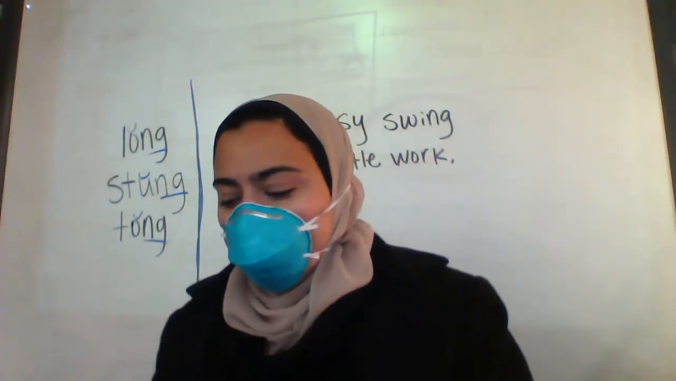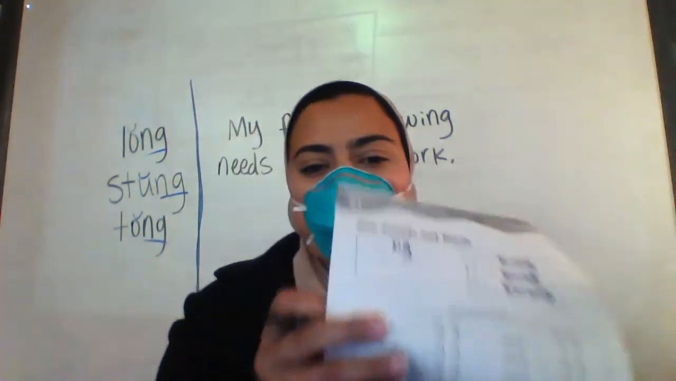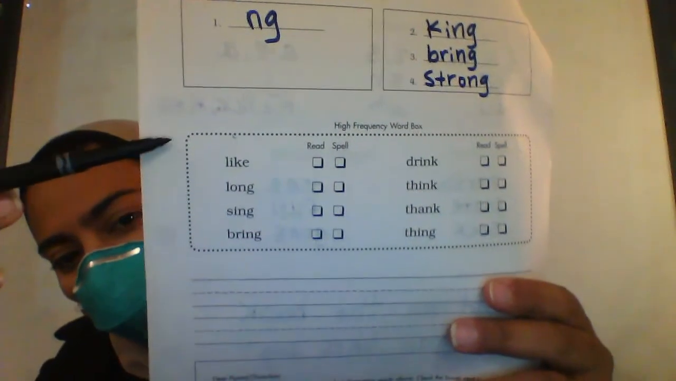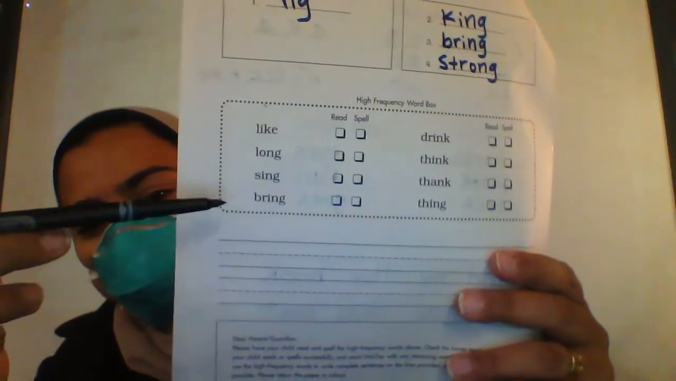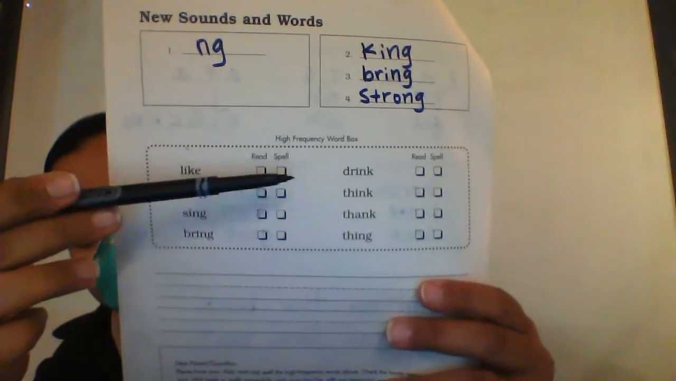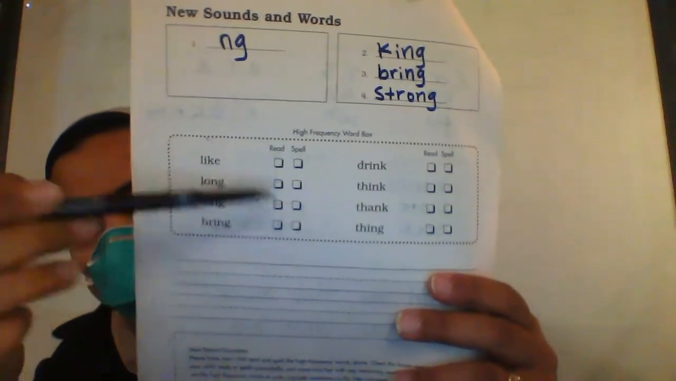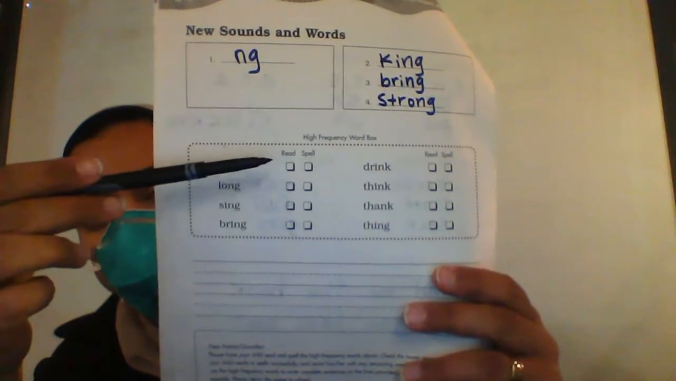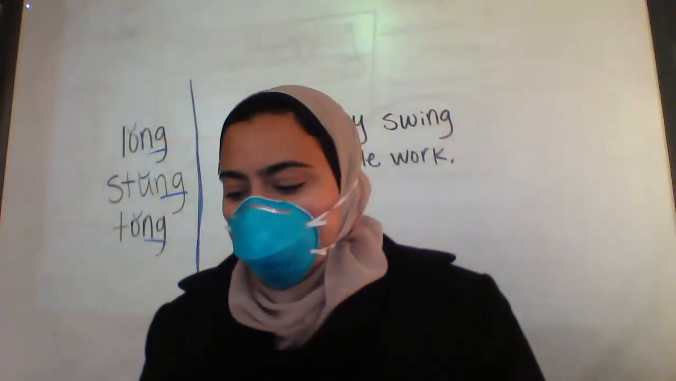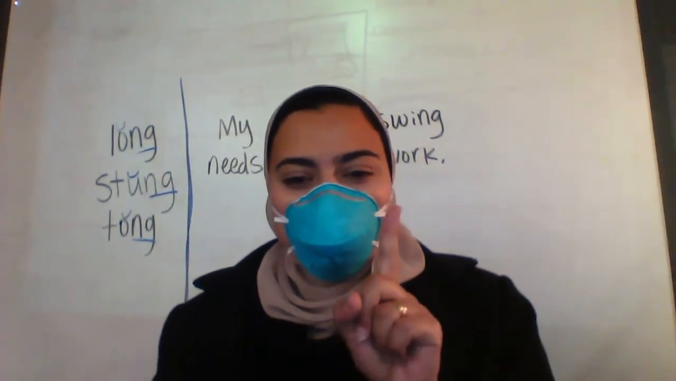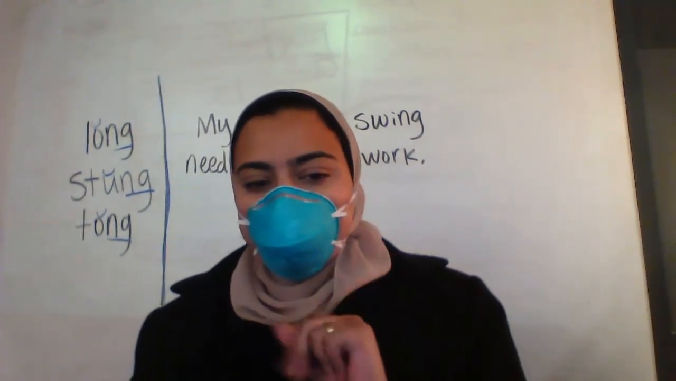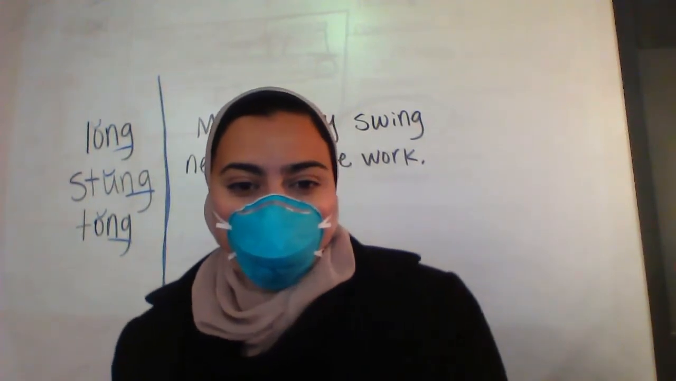Okay, let's go ahead and read these high-frequency words together. Are you ready? Like, long, sing, bring, drink, think. Now you need to write the word one time next to each word. When you are done with that, I want you to come up with one sentence using two words. You're going to highlight the words that you have used. You can pause the video now.